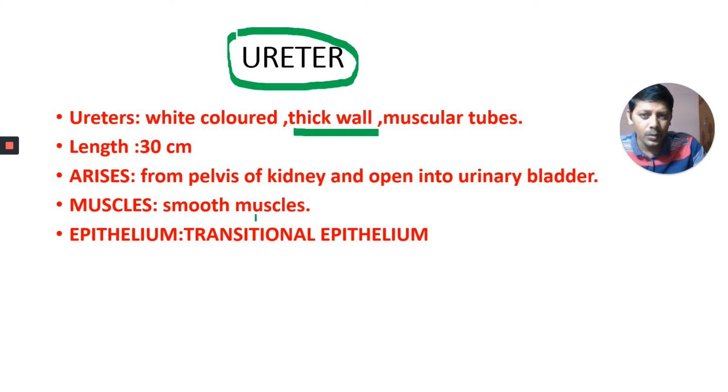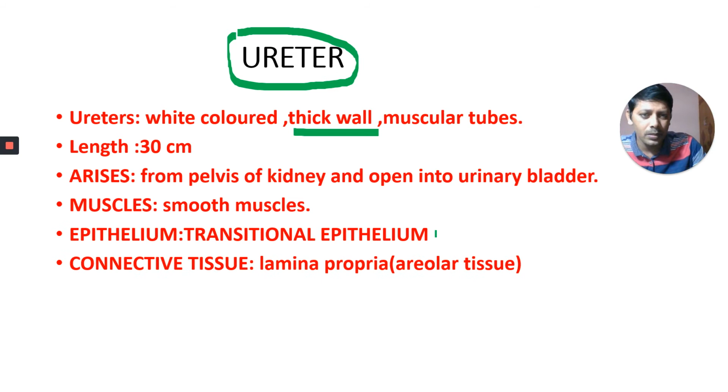Smooth muscles are present in its wall, and there is an epithelium called transitional epithelium, a very important one. You learned this in first year. In every lesson, you come across epithelium, muscles, and connective tissue. You have to note down all these points about tissues.